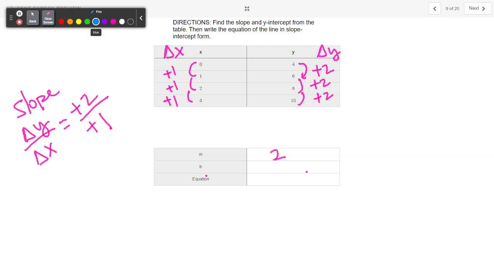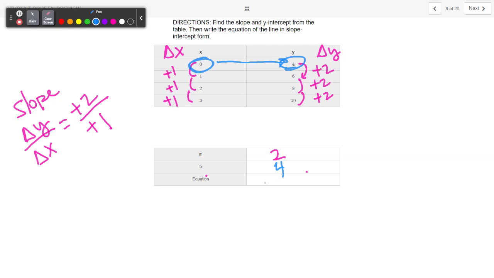Okay, the m value is 2. Choose a different color. So the b value, the y-intercept, is the starting value, and we define starting value as where x equals 0. Okay, so we look to see where x equals 0. That matches with y equals 4. So the b value is 4.